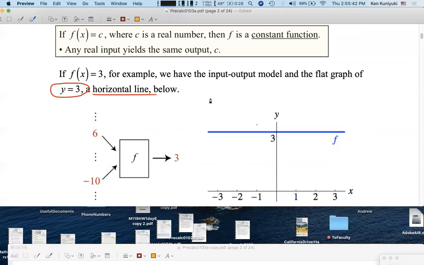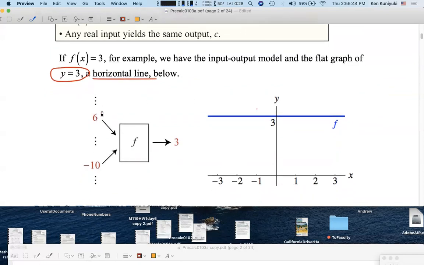Another way you can see it's a constant function is that whatever the input is, 6, -10, whatever, the output's going to be 3. So the input could be 1, and the output is 3. The input could be pi, and the output is 3. The input could be -3, and the output is 3. Every real input will yield the same output, 3. So that's an example of a very lazy, uncreative function.